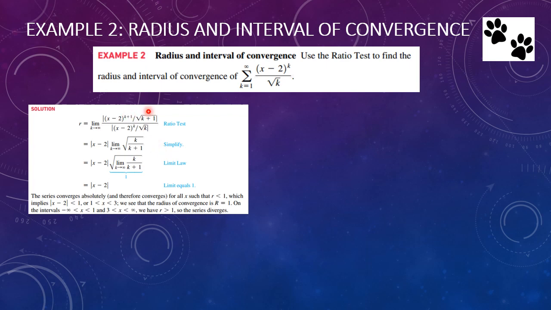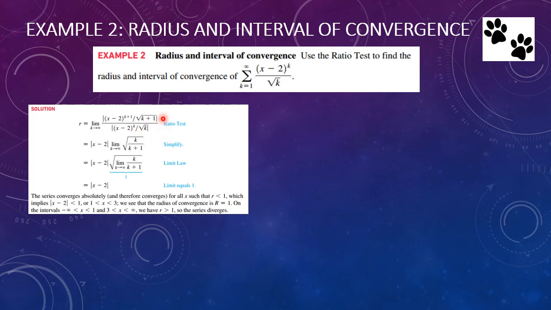Okay, so we're going to use the ratio test here. Substituting in k plus 1 for all of the k's, we get this original limit to find the value of r. And remember, we're looking for values of r that are less than 1 for absolute convergence. So again, (x minus 2) to the k plus 1 over (x minus 2) to the k just gives us the absolute value of x minus 2.